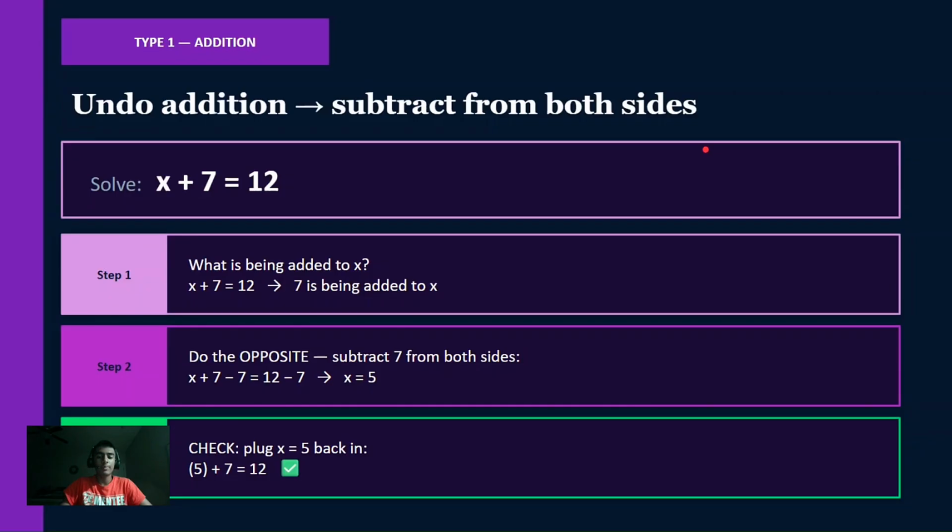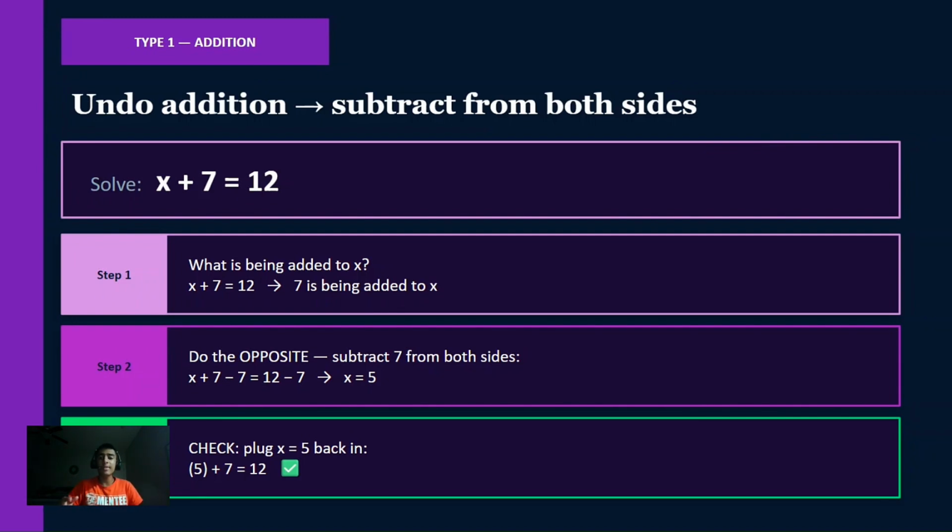So, type 1, addition equations. The rule is simple. To undo addition, you subtract. Let's solve x plus 7 equals 12. I'll give you a minute to solve it. Okay, so what is being added to x? The number 7 is being added to x. Now, we're going to do the opposite. We're going to subtract 7 from both sides.